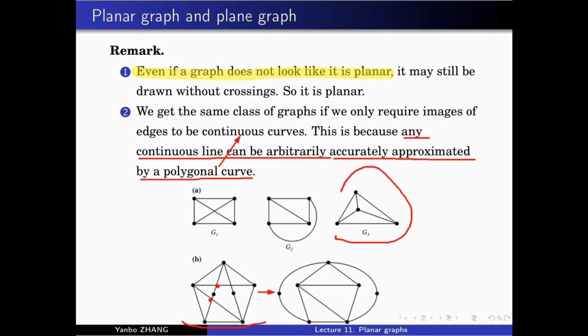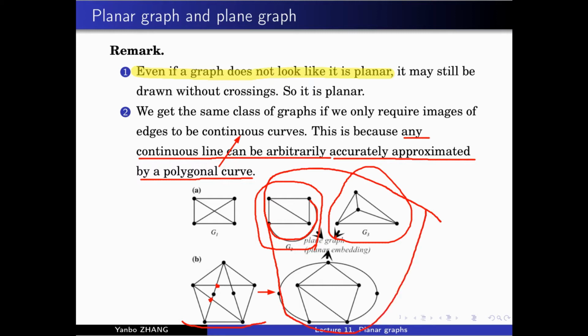So this is a planar embedding of K4. This is also a planar embedding of K4. We don't care if the edge is a polygonal curve or a continuous curve. Both okay. Here, this edge is not a polygonal curve, but it can be replaced by a polygonal curve. So it's also a plane graph. These three graphs are plane graphs or planar embeddings.